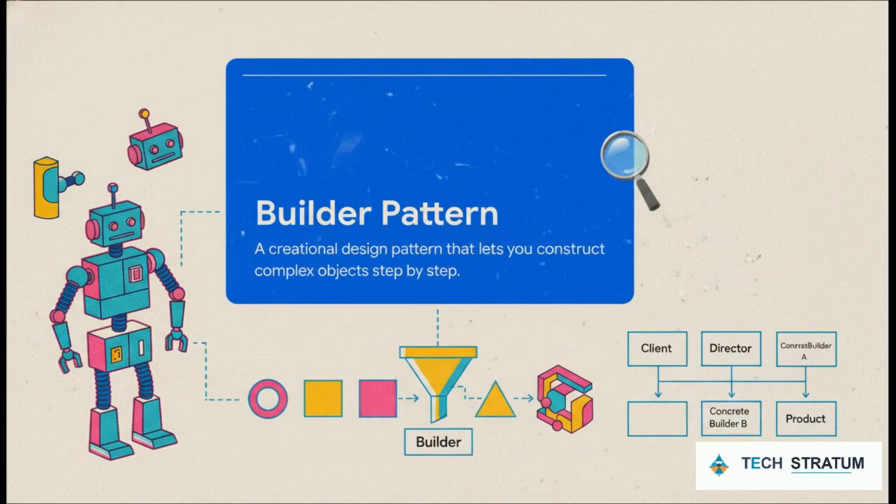But there is an elegant third way, and that's the builder pattern. What it does is it yanks all that object building logic out of the object's main class and puts it into separate builder classes. This lets you put together a complex object piece by piece, only specifying the parts you actually need. The result is code that's clean, super readable, and totally decoupled from the product you're building.